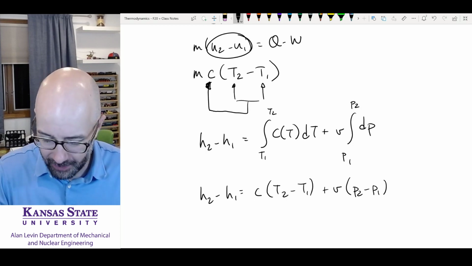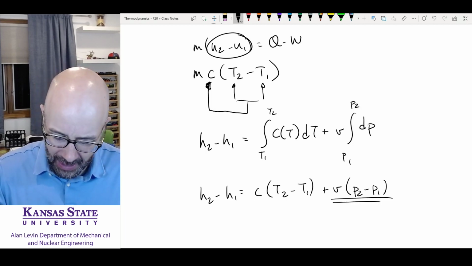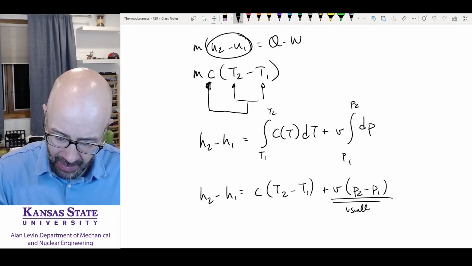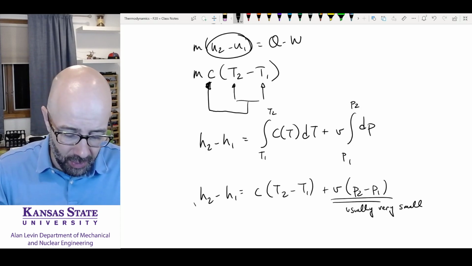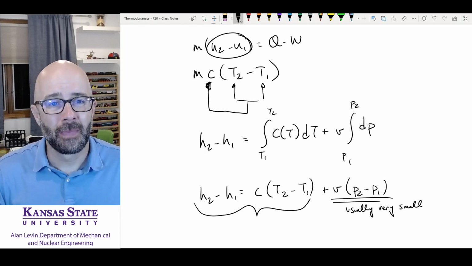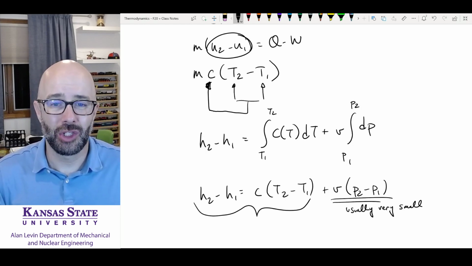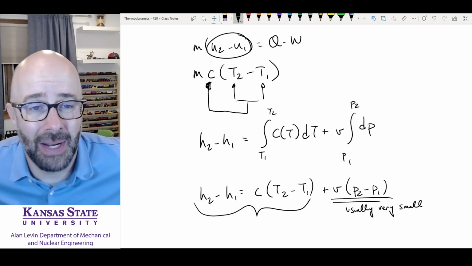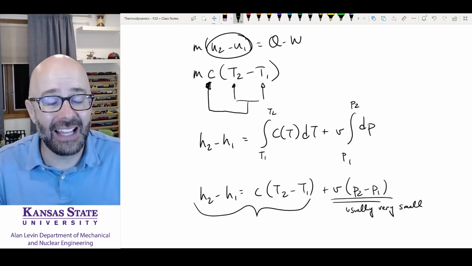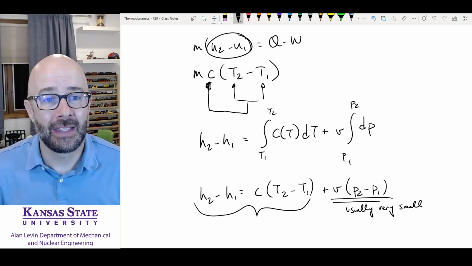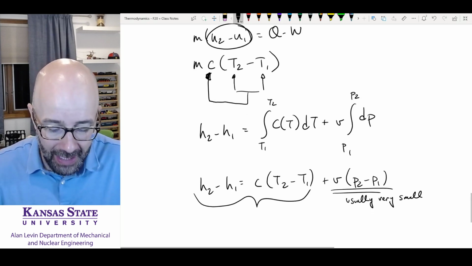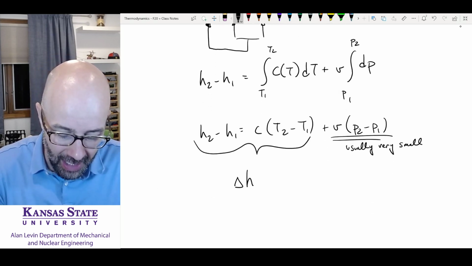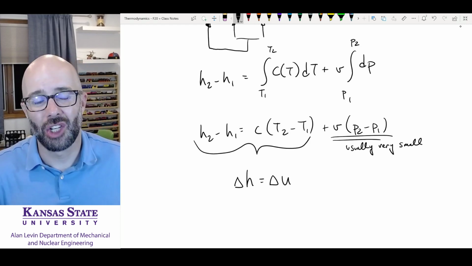And this term here is usually very, very small. And because it's very small, all we're really concerned with is this first term. You can notice this first term, H2 minus H1 is equal to the specific heat times T2 minus T1, is exactly the same as what we found for our change in internal energy. So for incompressible substances, the change in enthalpy is equal to the change in internal energy.